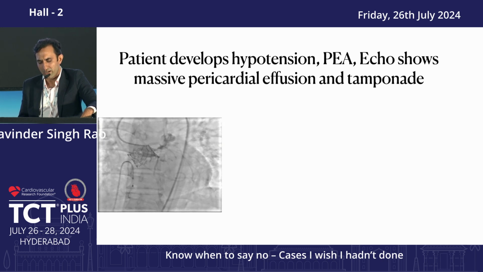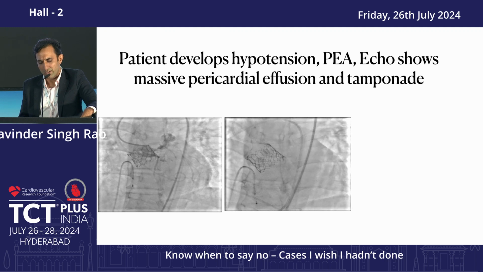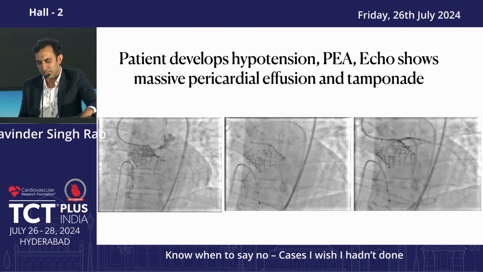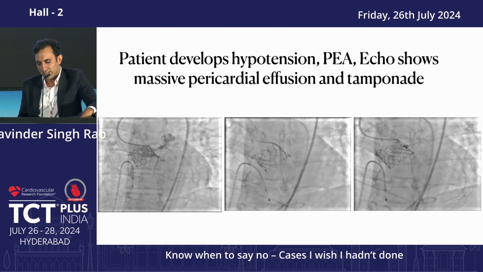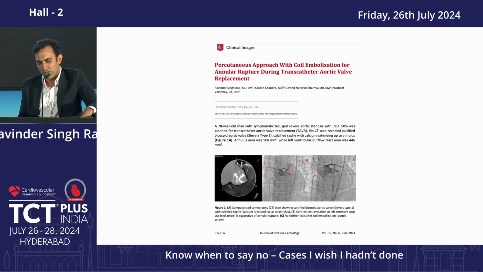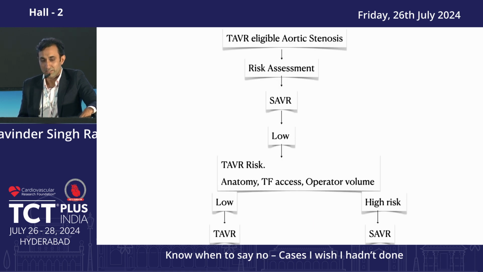We showed a massive pericardial effusion, pericardial tamponade. We were lucky: by the time the surgeon was getting ready, we put some coils in that patient and the annulus rupture was sealed. And we also reported this case of transcatheter percutaneous coil management in this patient.